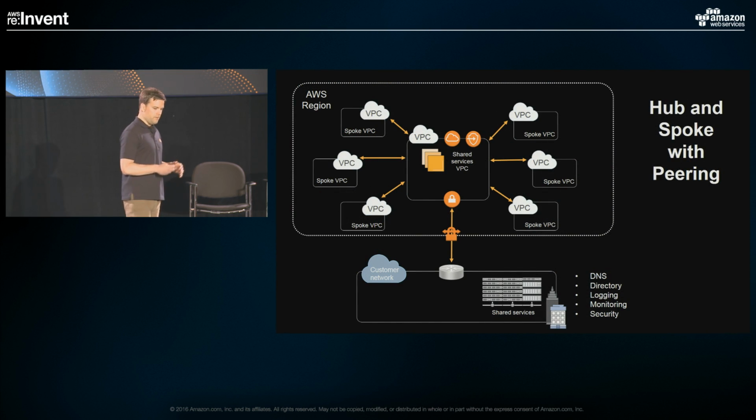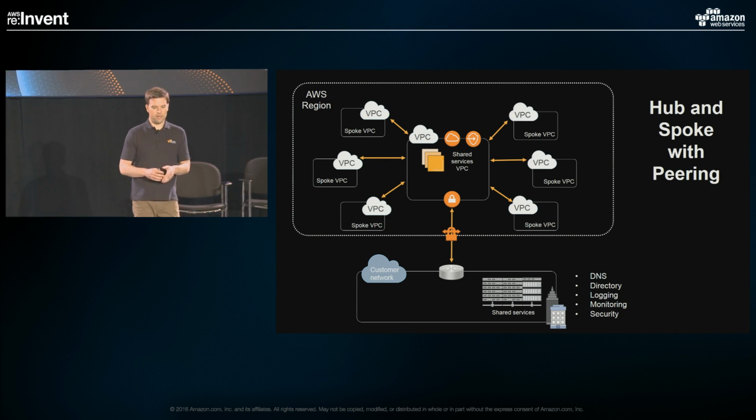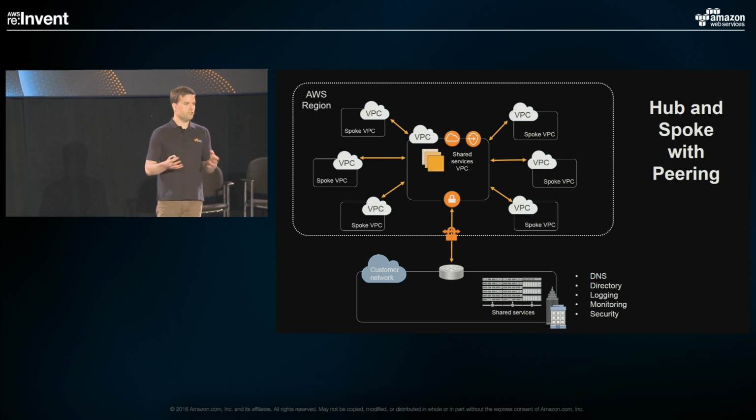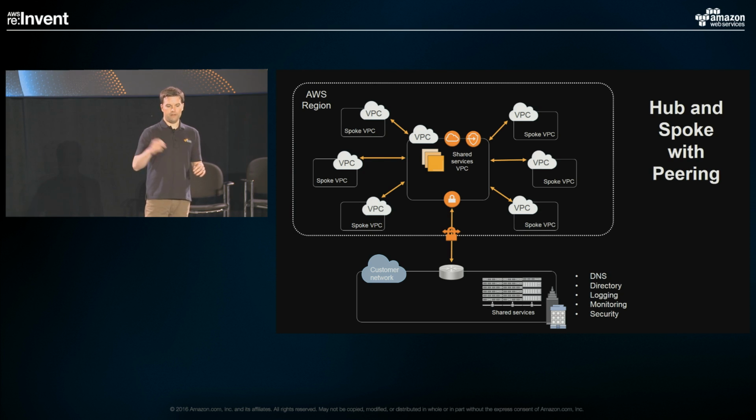So this model is a hub and spoke with peering. We are going to facilitate this by moving those common shared services up into a hub VPC, so this shared services VPC that you see here. And then all of the spoke VPCs will be peered through VPC peering. So this is a one-to-one relationship between a spoke and the hub that facilitates private connectivity between VPCs.